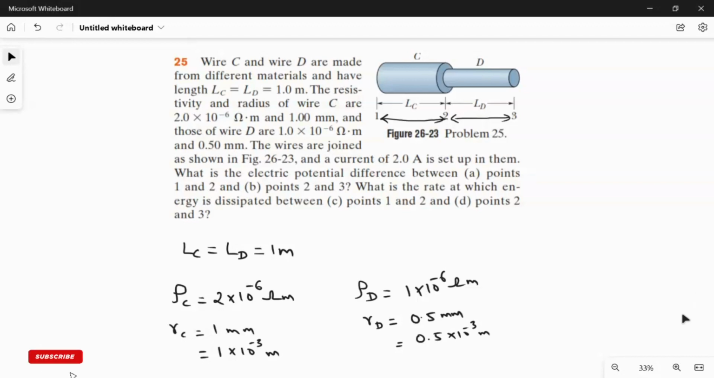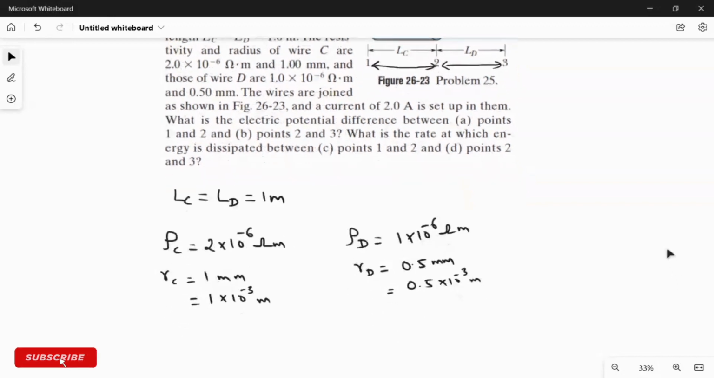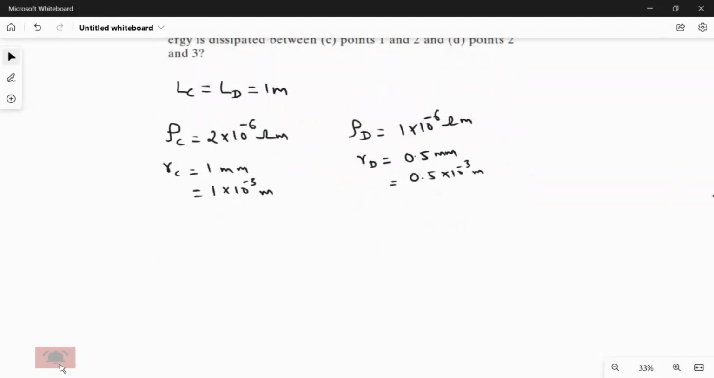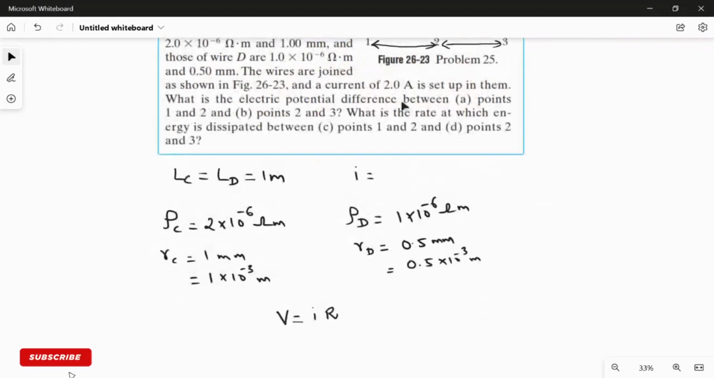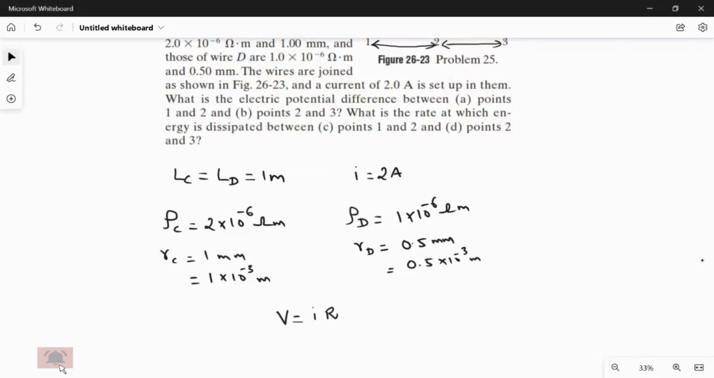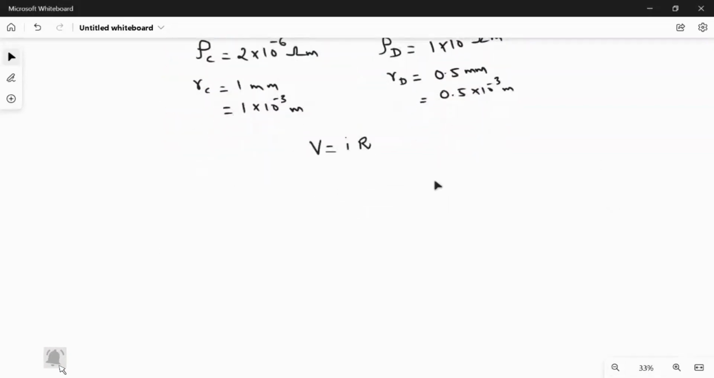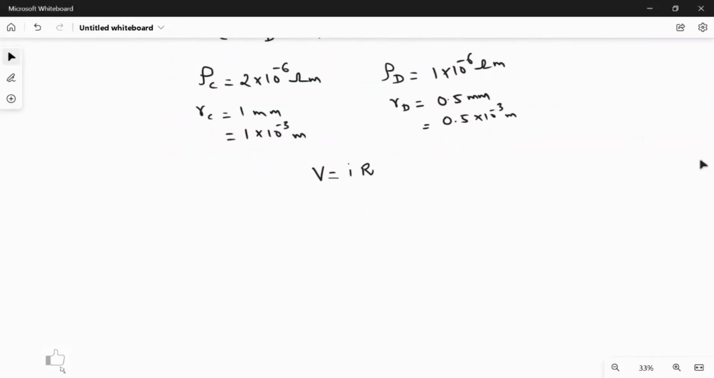Now in these questions we are going to find the potential difference. How can we find it? We can easily use the formula V equal to IR. This is the basic equation, and we are going to find the answer for the first two questions. The current is already mentioned. In both wires the current is set up as 2 ampere, right? If you want to find the answer by using this equation, we need the resistance.